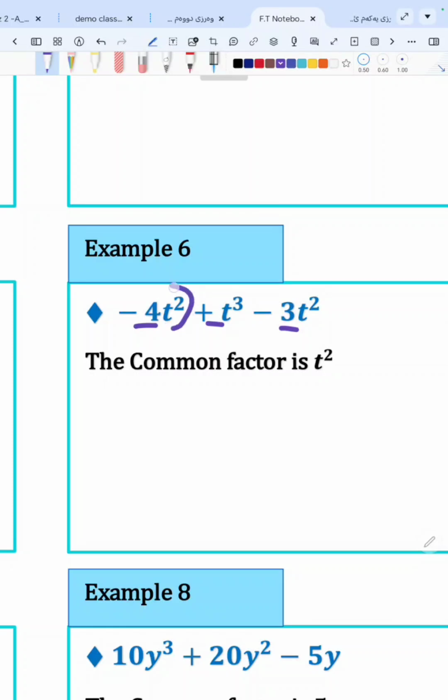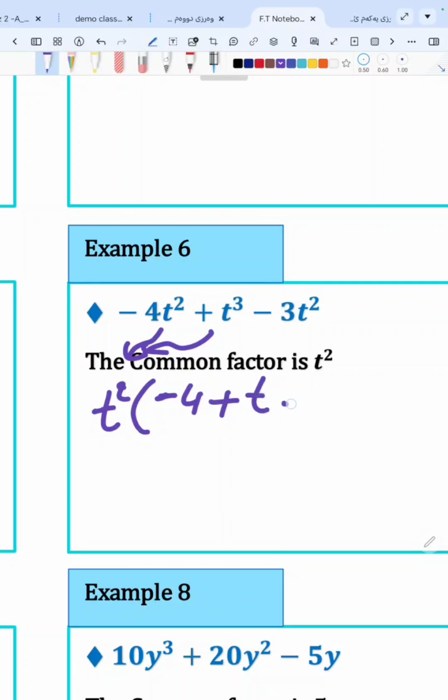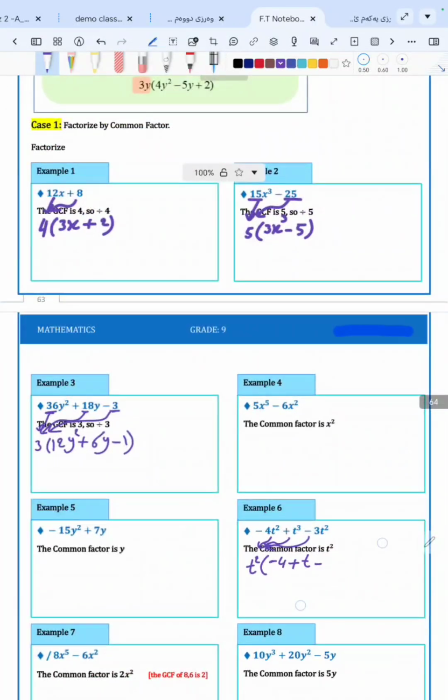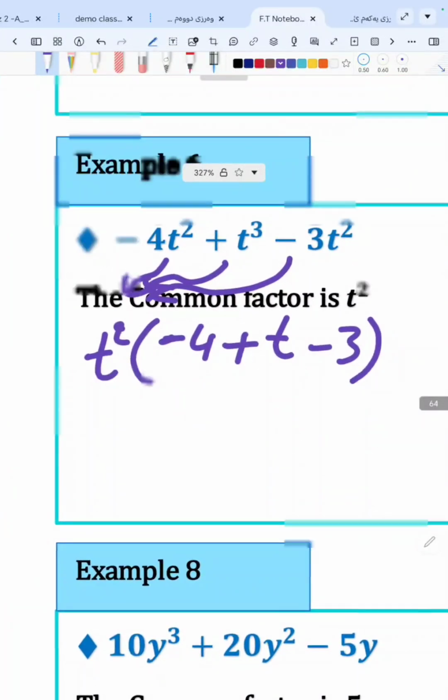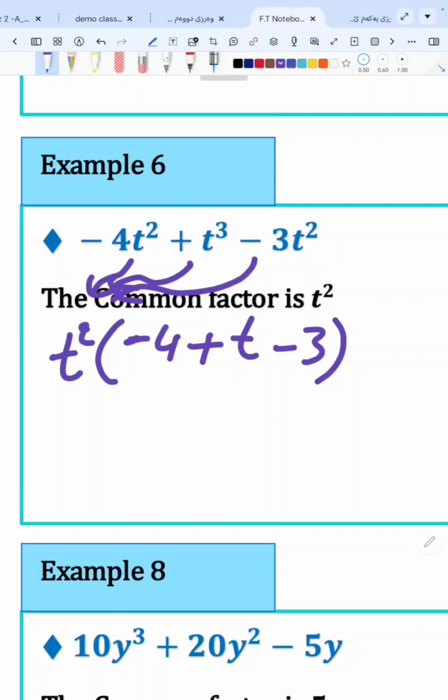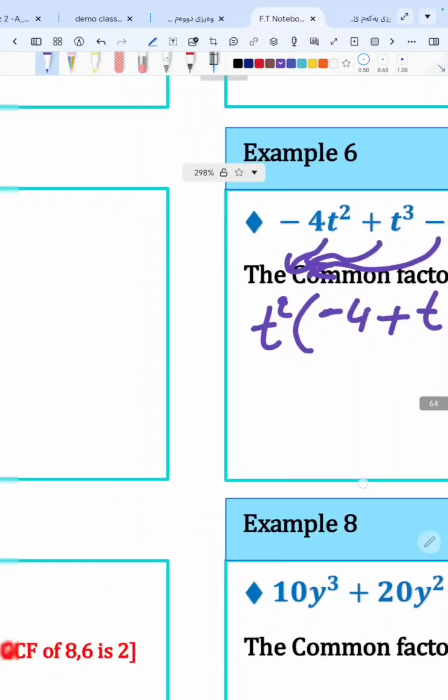Now, what about t power 2, t power 3, and t power 2? So the common variable is t power 2. Okay, let's divide. Negative 4t power 2 divided by t power 2, negative 4 remains. Plus t power 3 divided by t power 2, only t remains, minus 3t power 2 divided by t power 2. T power 2 and t power 2 gives t to the 2 minus 2, which is equal to 0, so only 3 remains.